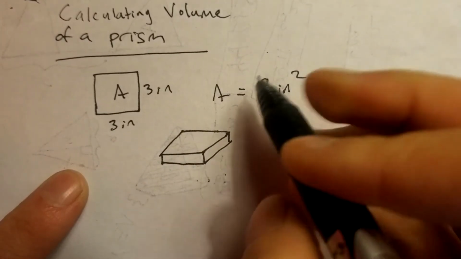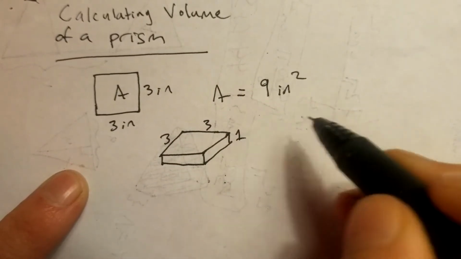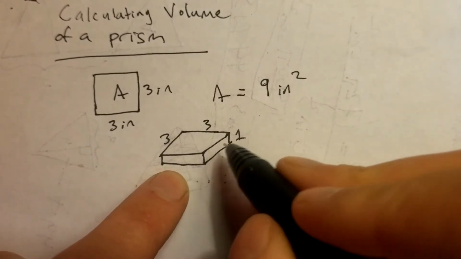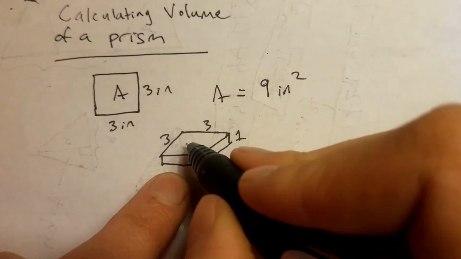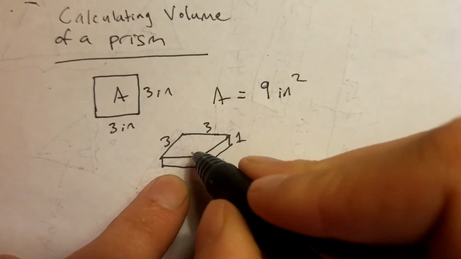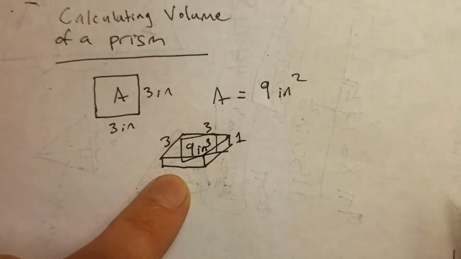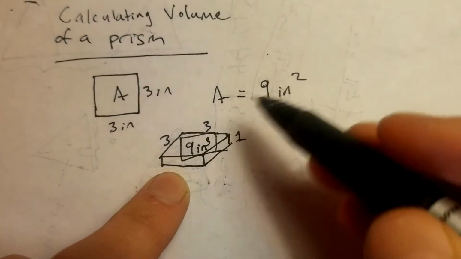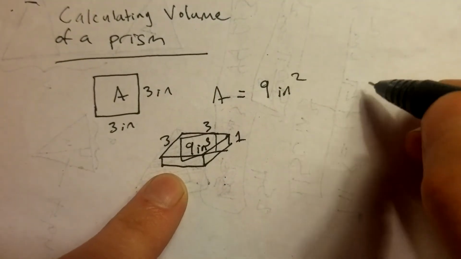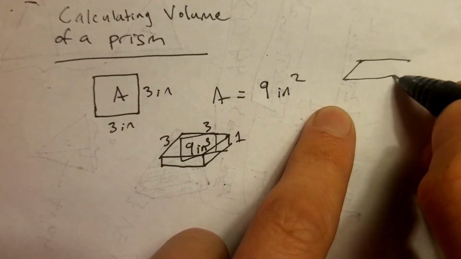So this still is going to be 3 by 3, but we're going to use the base unit, which is just 1. So this square is now like a block, and it is going to have an area of 9 inches squared, but its volume is going to be 9 inches cubed, because now we're in 3 dimensions. So if we're trying to calculate the volume of a prism, you can think about a prism as mini blocks stacked on each other.